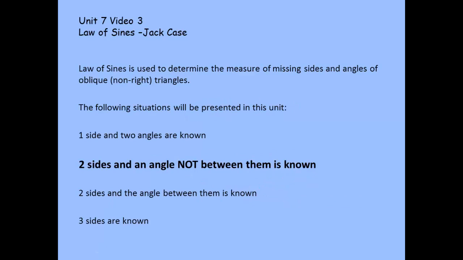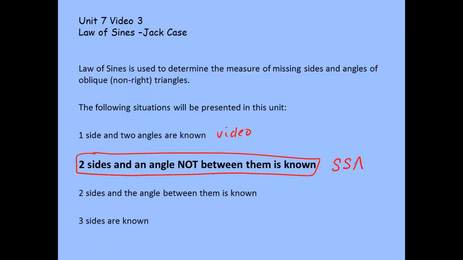So the law of sines, this is a review, is used to determine the measures of the missing sides and angles of an oblique or a non-right triangle. In Video 1, we discussed what to do if we were given one side and two angles. In this video, we will discuss what to do when we are given two sides and an angle that is not between them. So this would look like SSA, which is why I call it the Jack case.